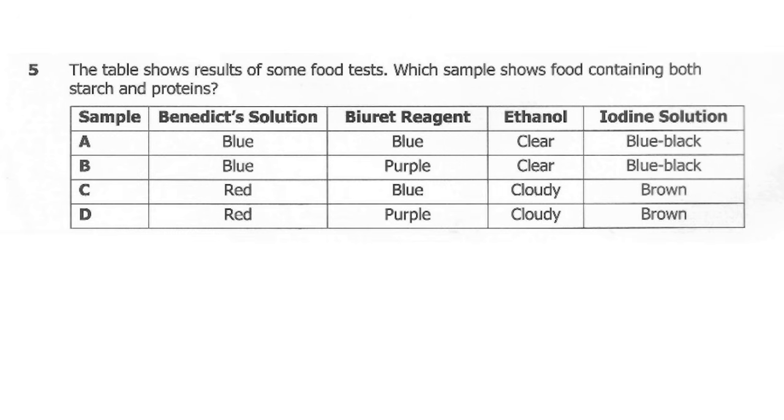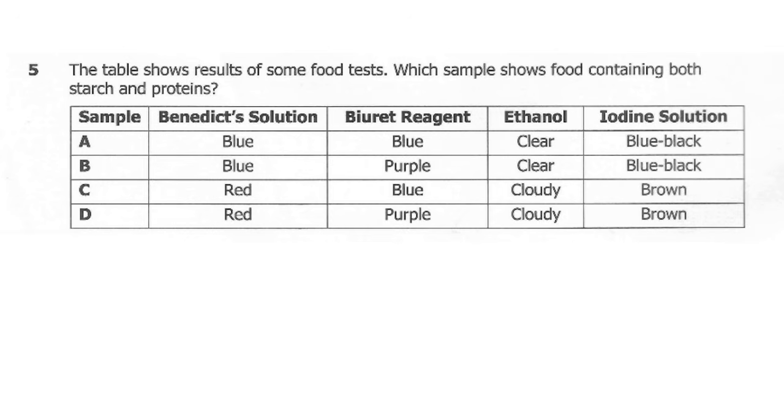Question 5. The table shows results of some food tests. Which sample shows food containing both the starch and the proteins? So sample A: Benedict solution, blue. Biuret reagent, blue. Ethanol, clear. Iodine solution, blue-black. Sample B: Benedict solution, blue. Biuret reagent, purple. Ethanol, clear. Iodine, blue-black. Sample C: Benedict solution, red.